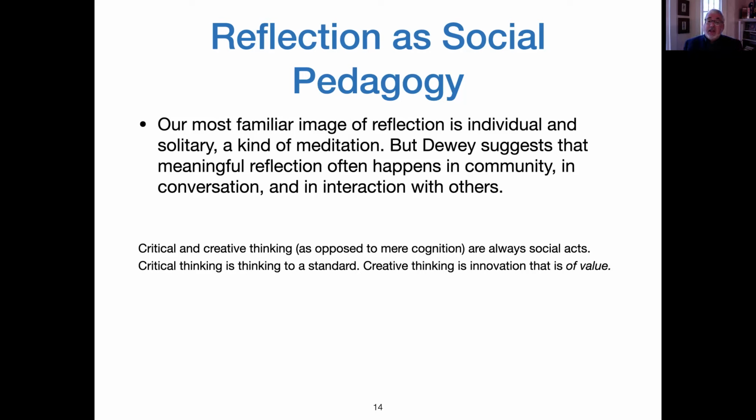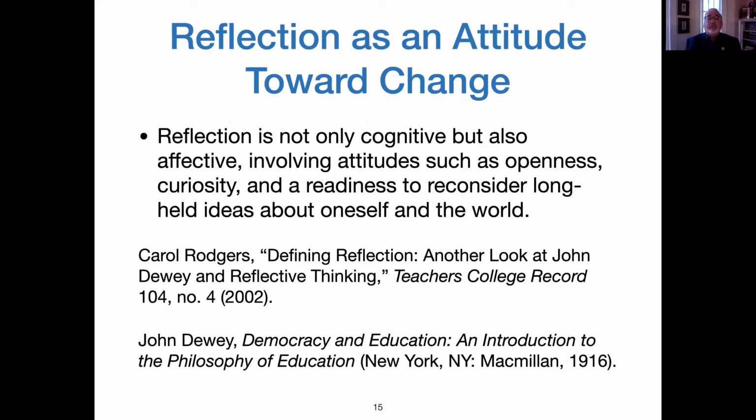Critical and creative thinking, as opposed to mere cognition, are always socially constructed acts. Critical thinking is thinking to a social standard. Creative thinking is innovation that is of value, and some socially constructed group has to determine what that value is. And finally, reflection is not only cognitive, but also affective, involving attitudes such as openness, curiosity, and readiness to reconsider long-held ideas about oneself and the world.